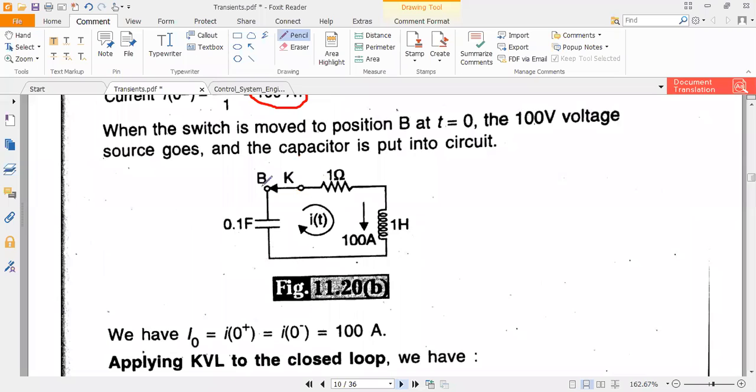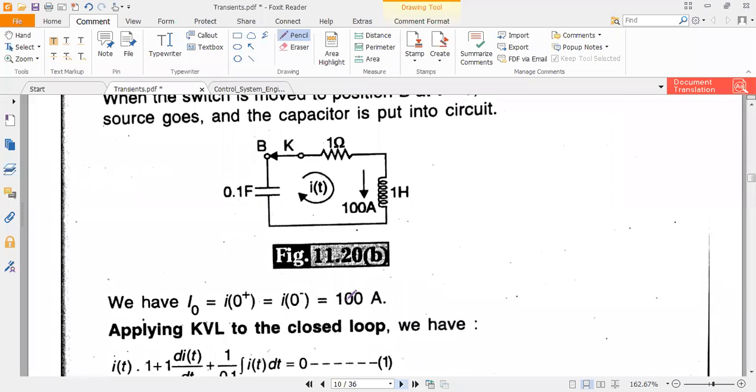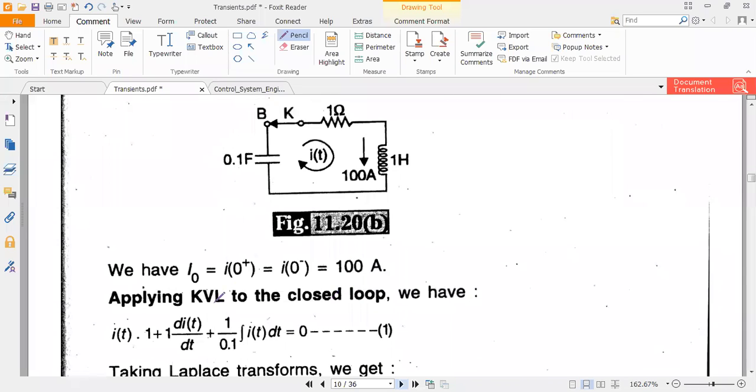So in this equivalent circuit, generally in the initial conditions, I0 is equal to I0 plus is equal to I0 minus is equal to 100 amperes. Because I0 plus also does not change. Why? Because here the current is flowing through the inductor, and the inductor will not allow an instantaneous change in current. That's why here the current is 100 amperes. Then apply the KVL, similar to the previous case.